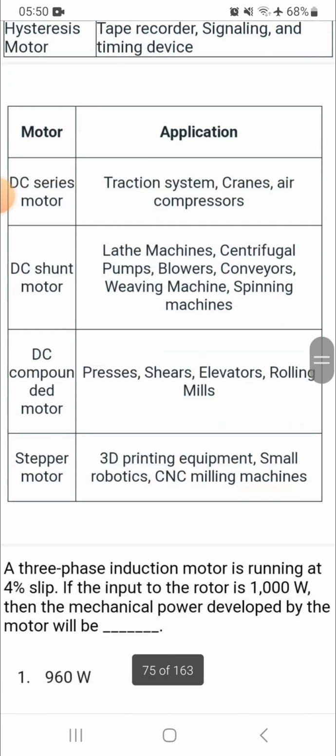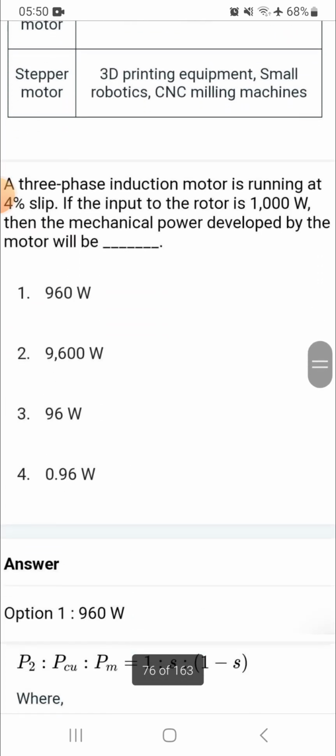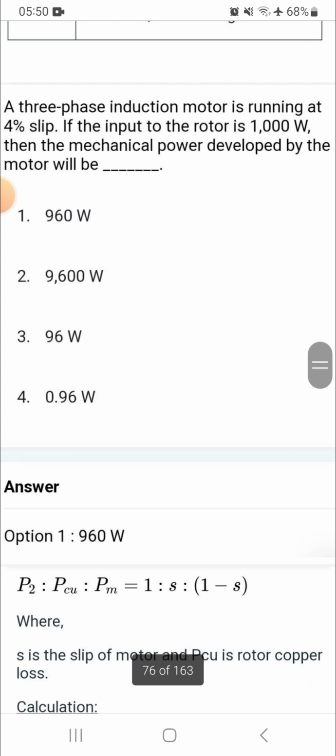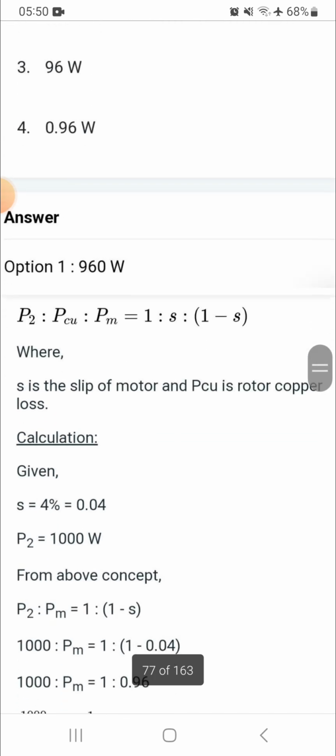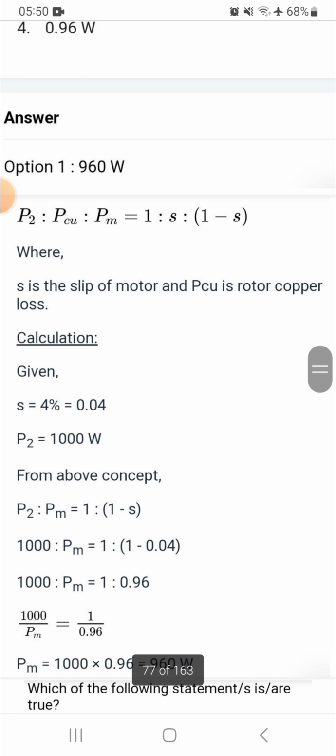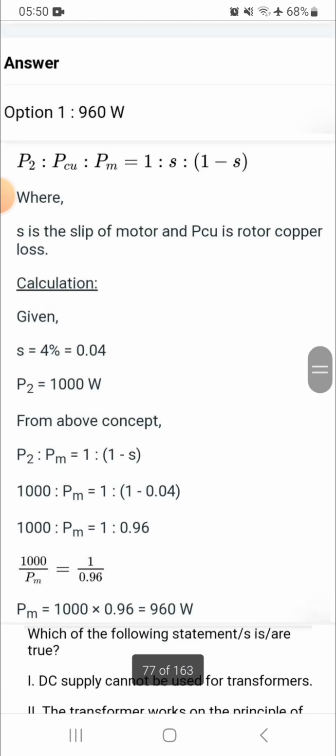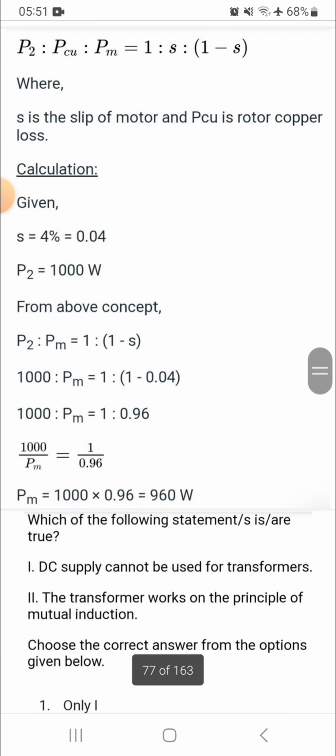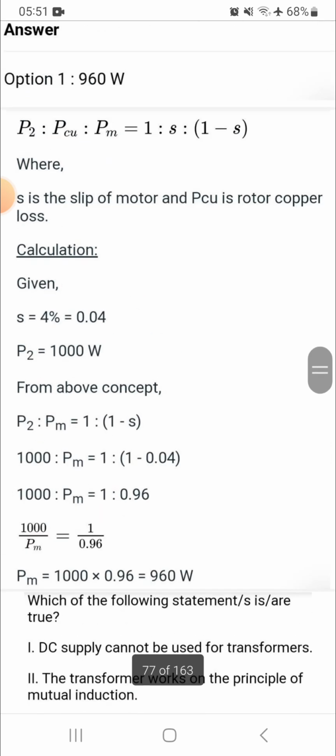Okay. Next, a three-phase induction motor is running at 4% slip. If the input to the rotor is 1000 watt, then the mechanical power developed by the motor will be 960 watt. The ratio is 1 to S to 1 minus S. S is equal to 4%, that is 0.04. This is from the above concept. Here is the calculation.